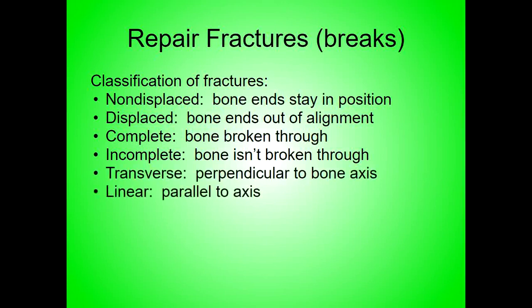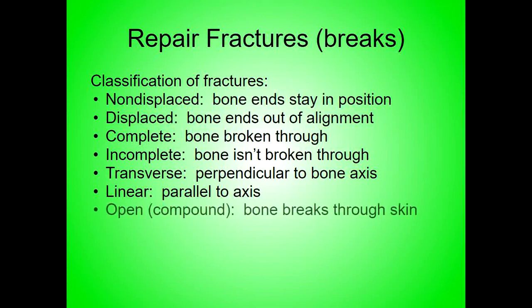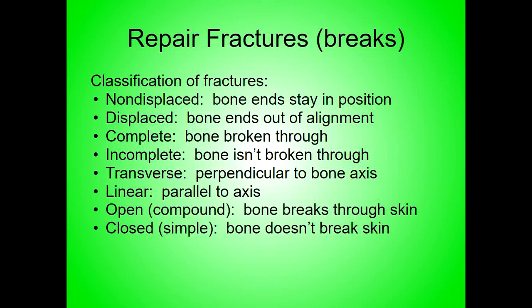The next ones are transverse and linear. Transverse, when you break the bone, it's perpendicular to the bone axis, so kind of across left and right. A linear fracture is going to be parallel to the axis, so it's going to be more of an up and down type break. And then finally, we have open and closed fractures.